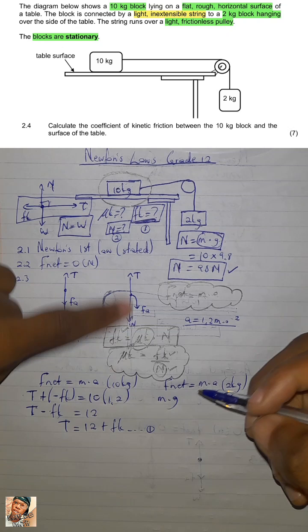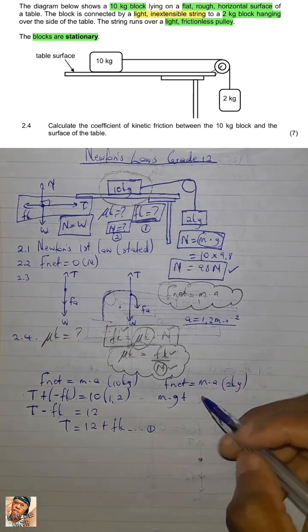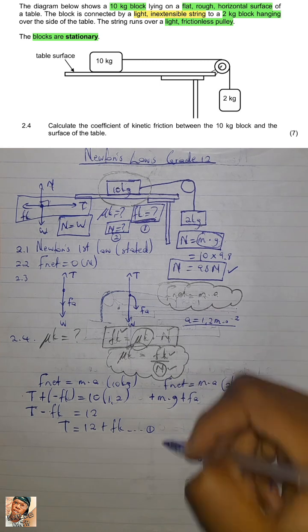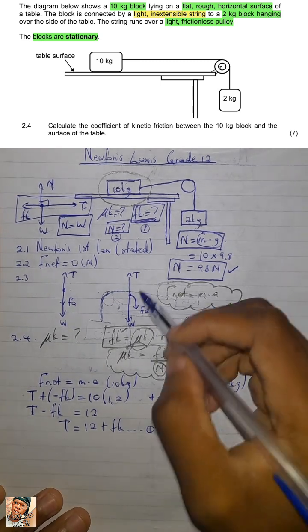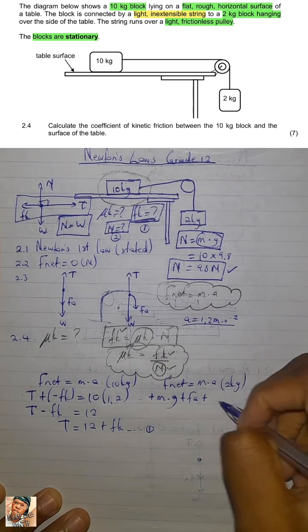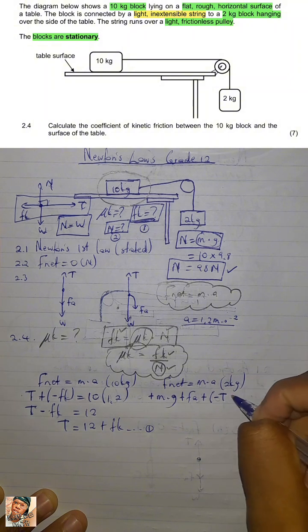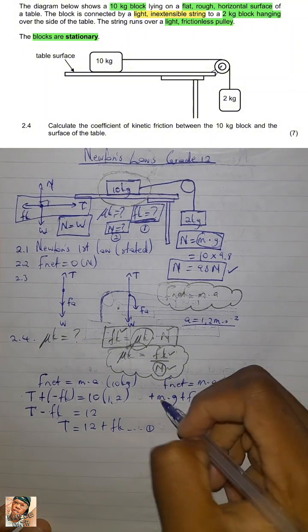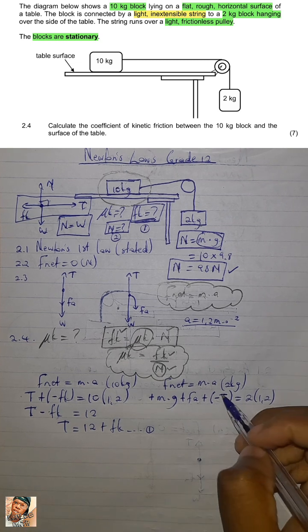So weight is acting downward, but there's also the force applied acting downward. So they're both going to be positive, because now I'm going to assume down is positive. We're going to write plus, but the tension is acting in the opposite direction, it's acting upward. So we're going to have negative T. So this is going to be equal to the mass, which is 2, multiplied by the acceleration, which is 1.2. Then we're going to substitute and solve for T, or make T the subject of the formula.